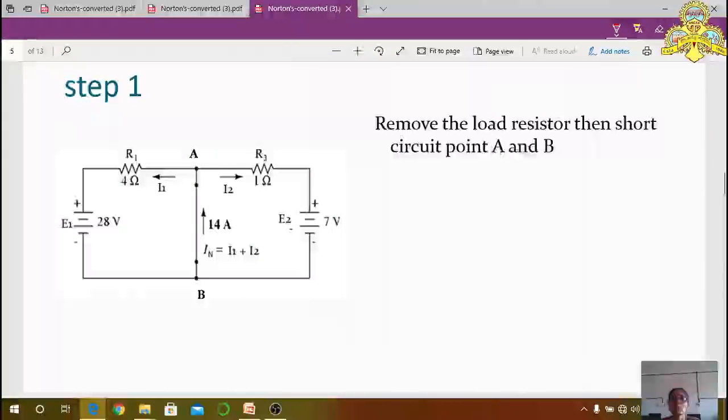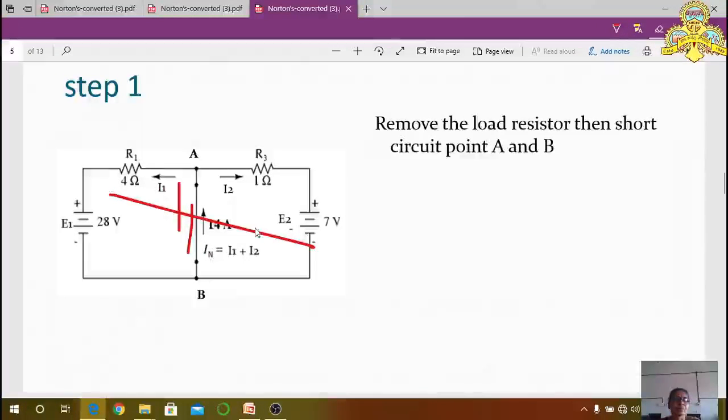The first step is to remove the load resistor and then short circuit points A and B. Here this is point A and this one is point B. You remove that 2 ohm resistor and short circuit it, then the circuit becomes like this. Here one current is flowing in this direction, and another current is flowing in this direction. This current is flowing in this direction and this current is flowing in this direction.